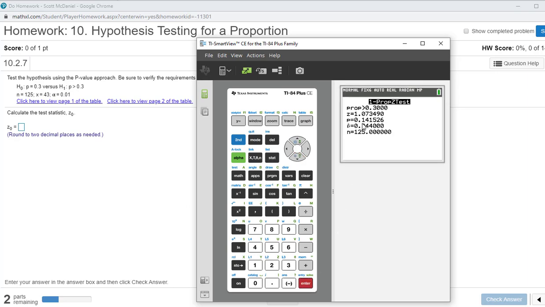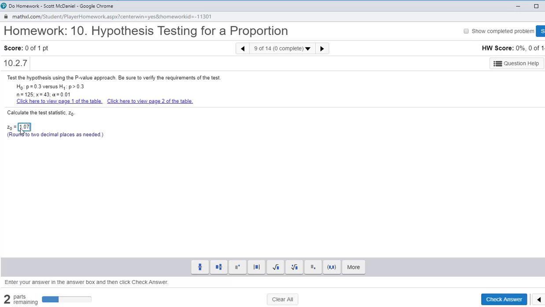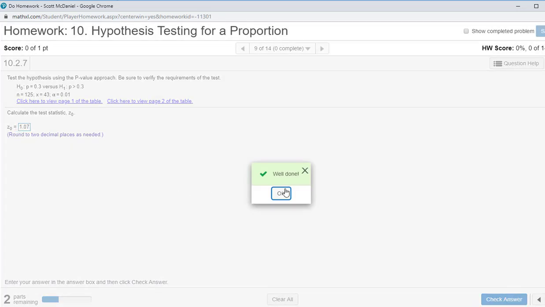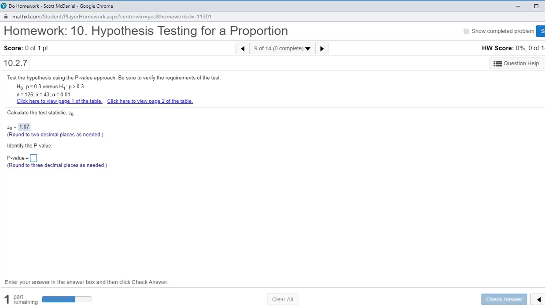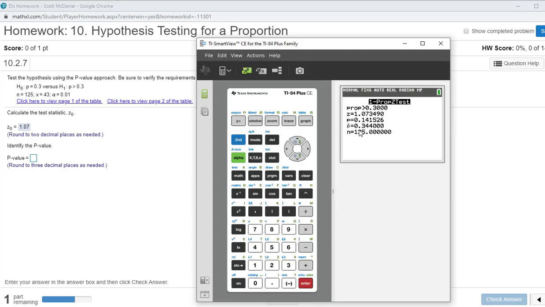And here's our p-value, well, we got a lot of values here. Let's unpack this. So the proportion is greater than 0.3. Here's our z statistic, and that's what we want for this first particular one. So round to 2 decimal places, so 1.07. Now, the p-value. Here's our p-value. Notice here's our p-hat, our sample proportion, 0.3444. And there's our p-value, 0.14. We want 3 decimal places, so 0.142.